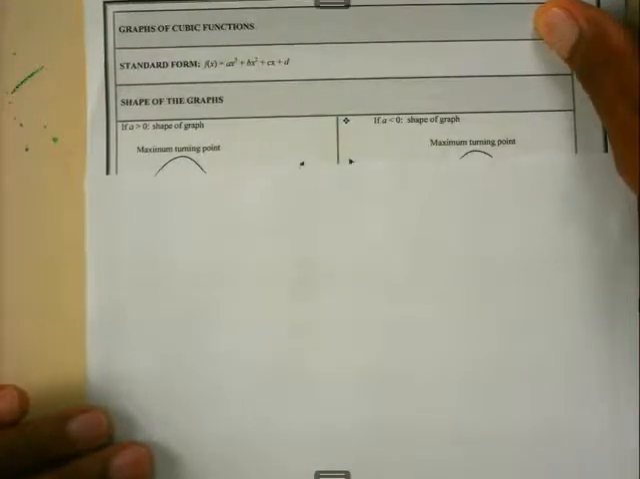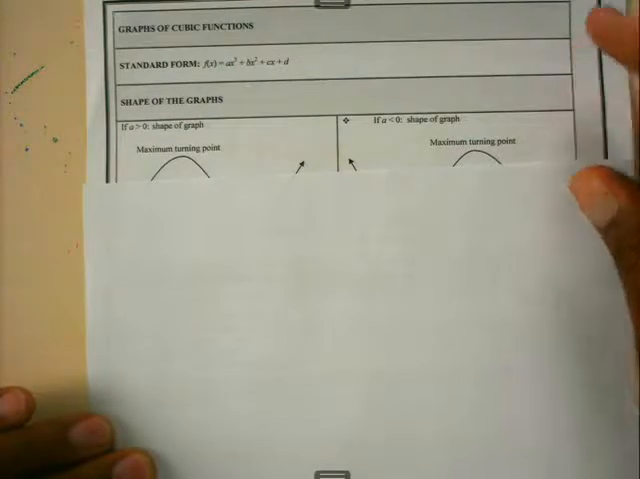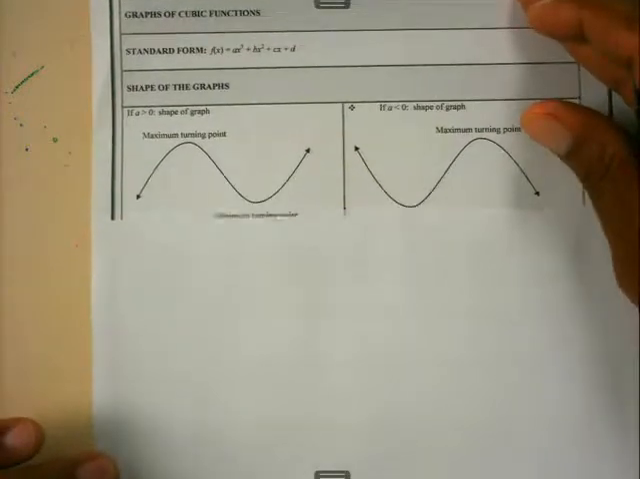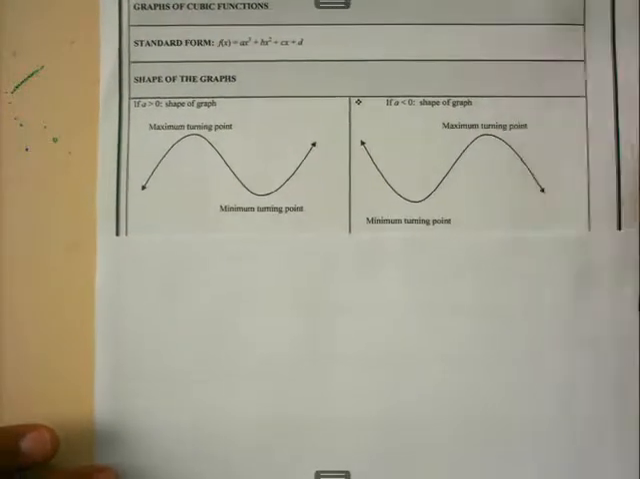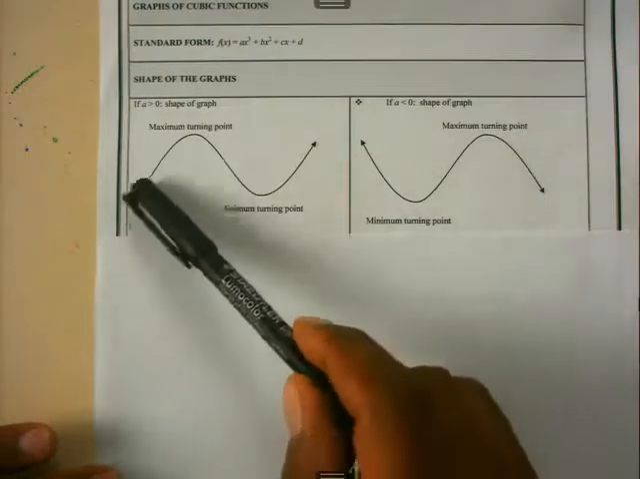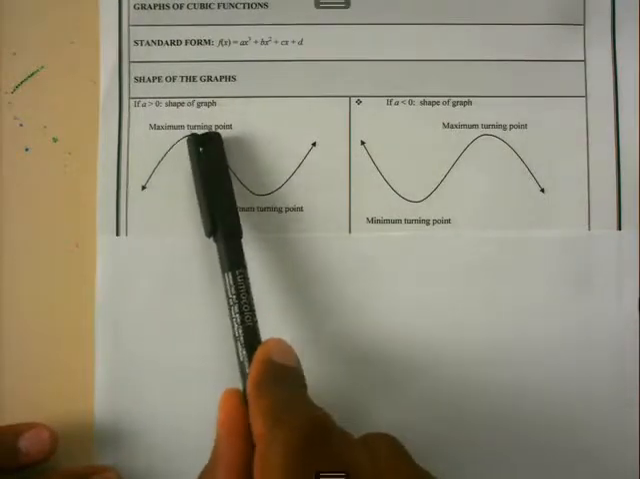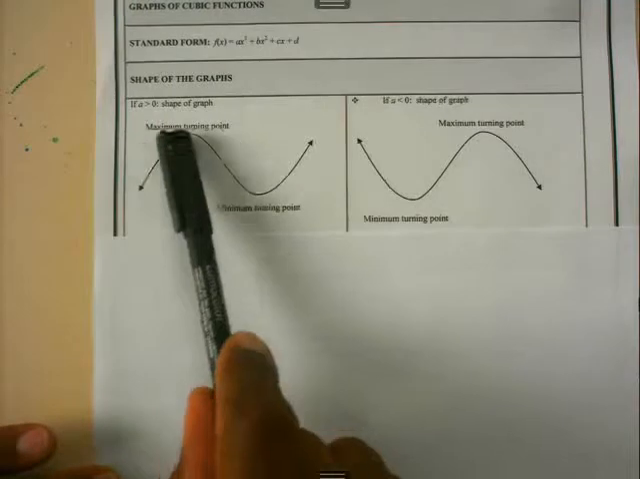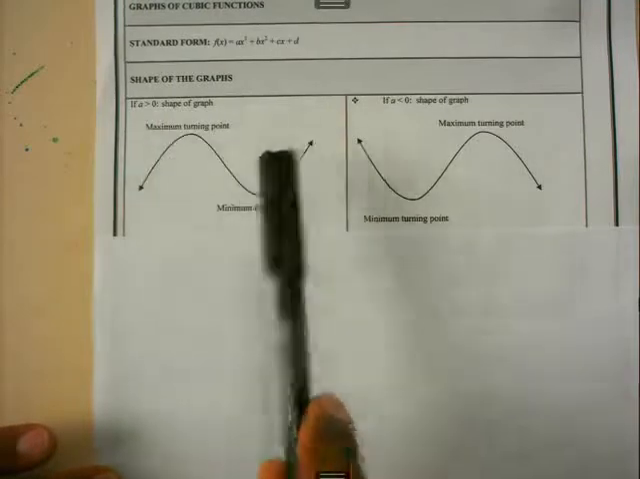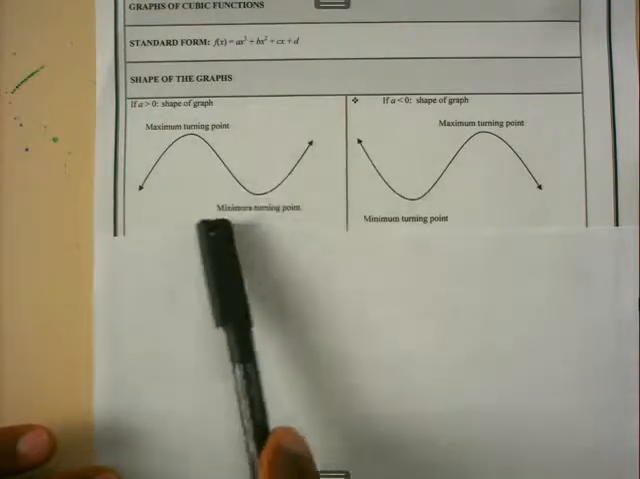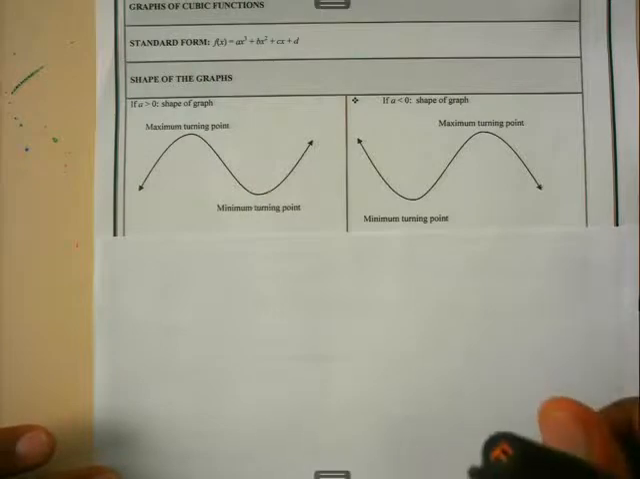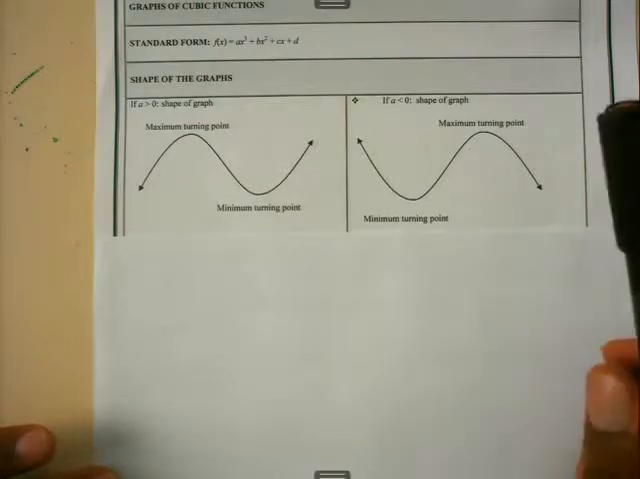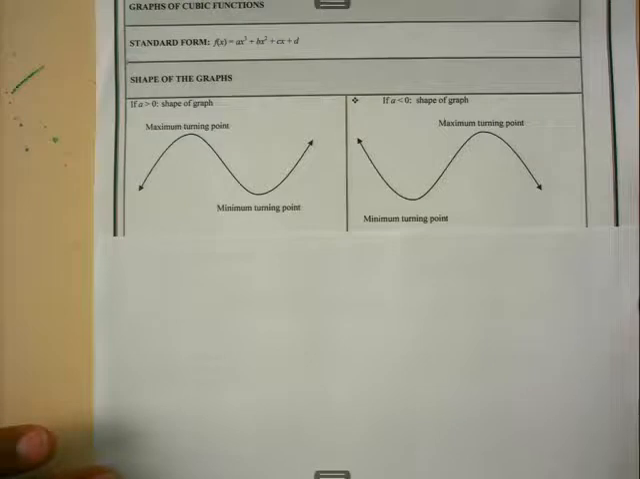If a is greater than 0, if the value of a is positive, the shape of the graph will look like this one here. It means the graph will increase first. You can see here the graph increases. We have the turning points, and the first turning point that will come across will be the maximum turning point, and thereafter the graph decreases and increases after. And then immediately when it increases, we are going to have the minimum turning point. That's only when a is greater than 0.